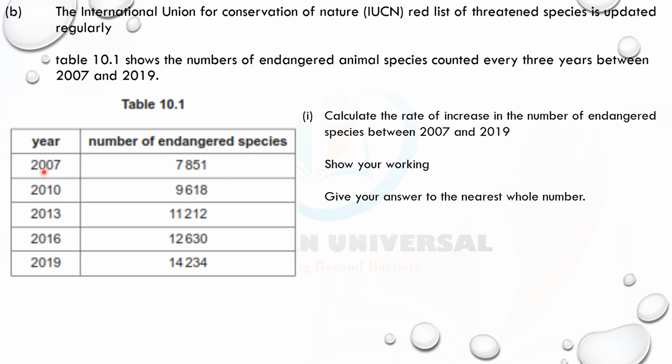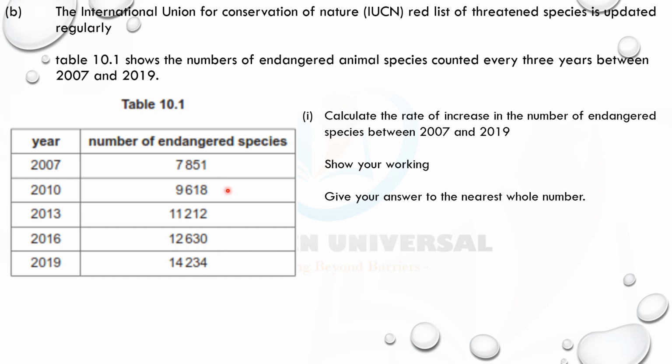So rate of increase. First of all, find the increase. In 2007, the number is 7,851. The 2019 number is 14,234. So pause the video and solve this calculation. So let's find the increase first. The increase is this minus this: 14,234 minus 7,851. So it has increased from year to year.